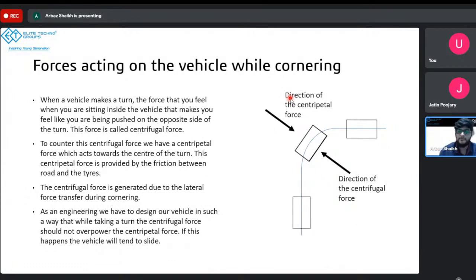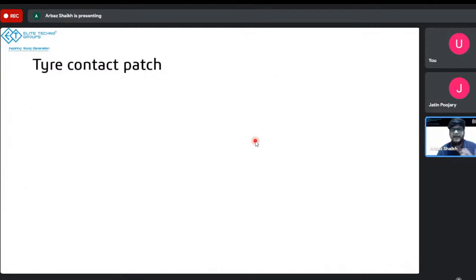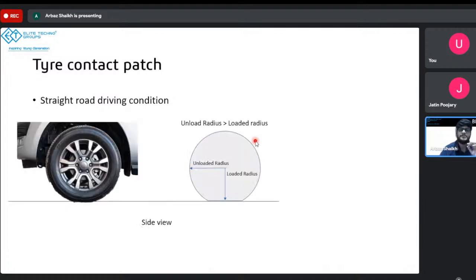So if you're an engineer and you want to make a good vehicle, you want your centrifugal force to be less than your centripetal force. Now, what happens to the tire contact patch? What is the tire contact patch first of all? Imagine a straight road driving condition or a stationary condition. Imagine this bottom line to be the road and this is the side view. This tire will look like this in real life, but in reality it is deformed slightly at the point of contact. Essentially, this is the top view of the contact patch.